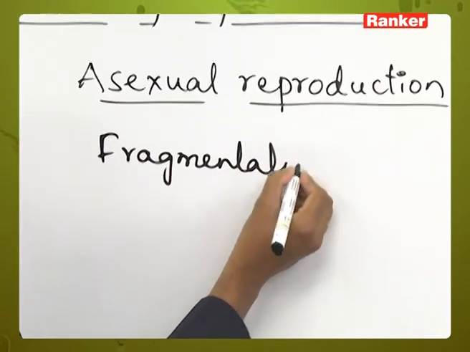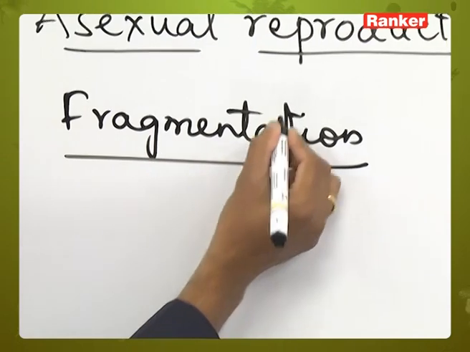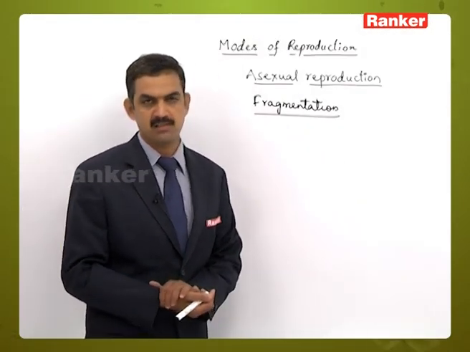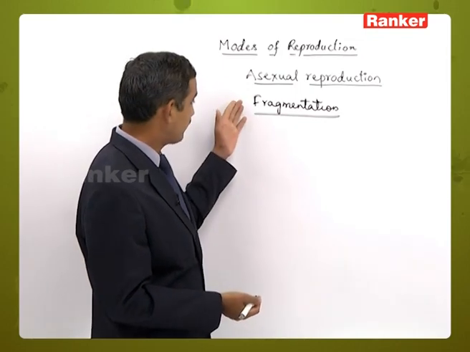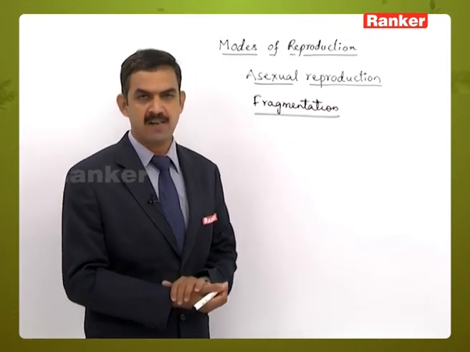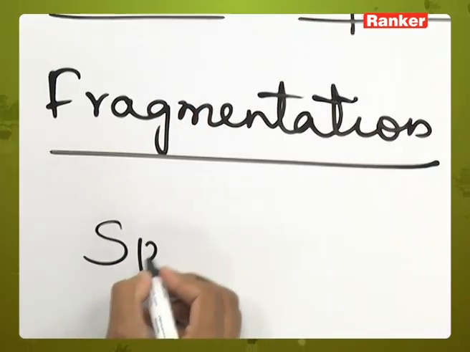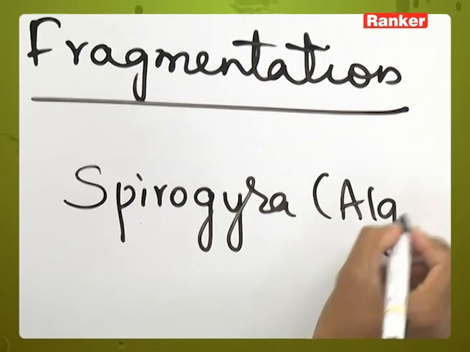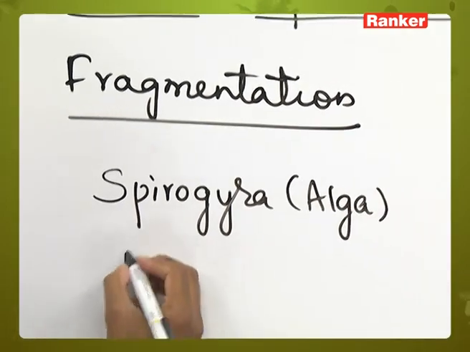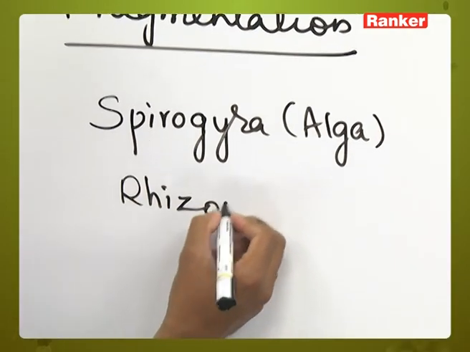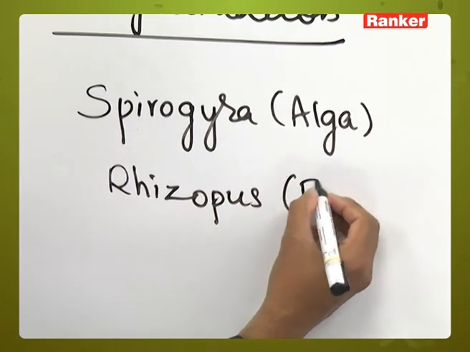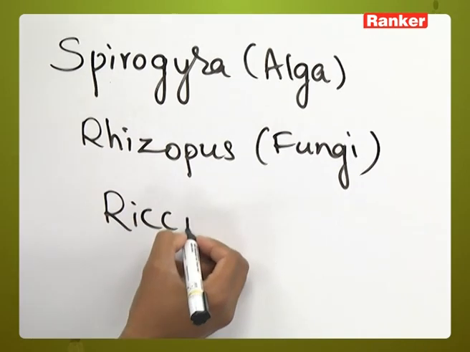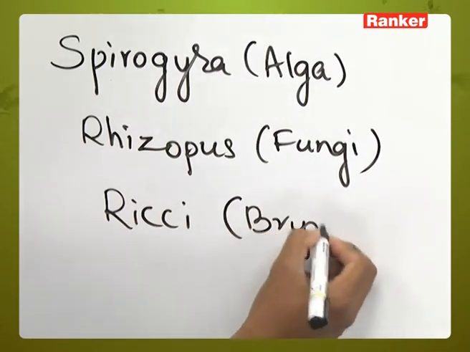Fragmentation. In some plants, from lower to higher plants, the plant body is broken into small fragments. Let us take the example of Spirogyra, which is an algal member, Rhizopus, that is a fungal member, and Riccia, that is a bryophyte.